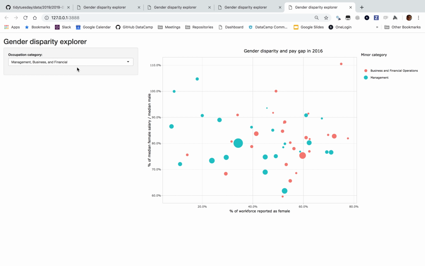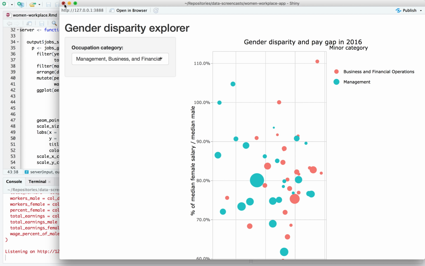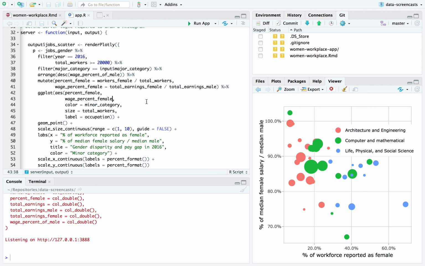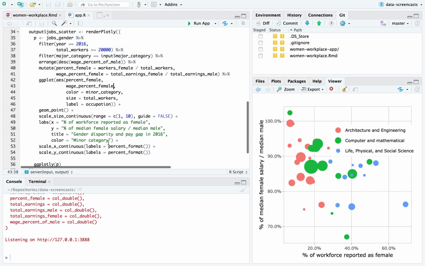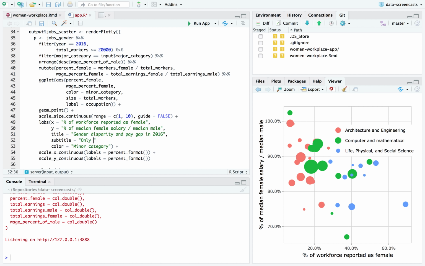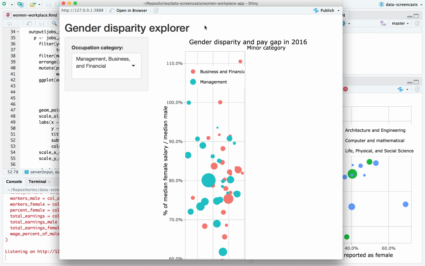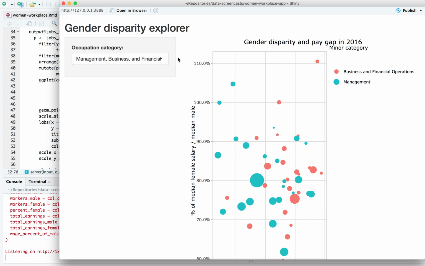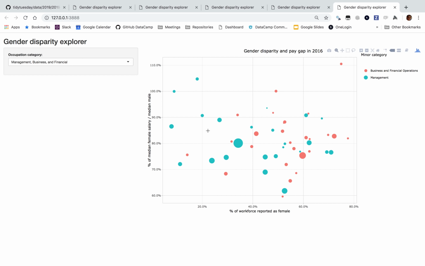Somewhere I say I only look at occupations with at least 20,000 people. I'll probably add that as a subtitle. I say only occupations with at least 20,000 workers total. All right, so I'm going to look through a couple more of these. Here we go. Okay, here's my dashboard.